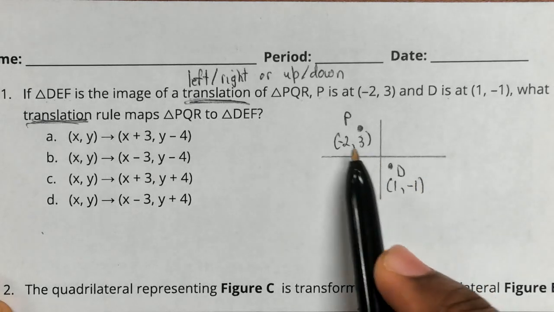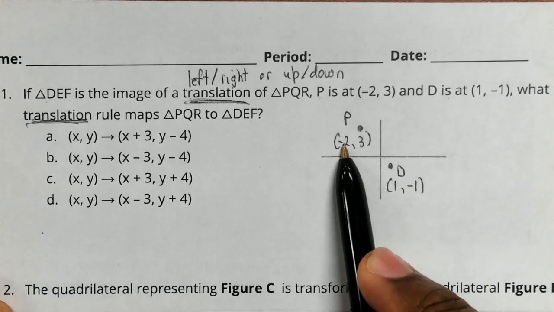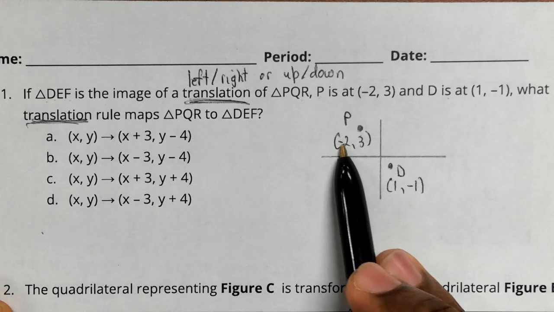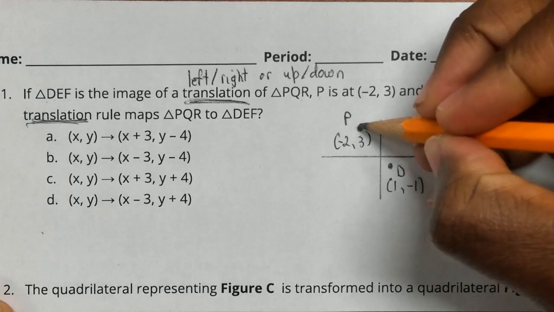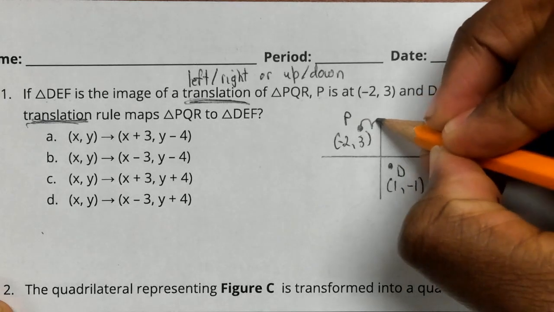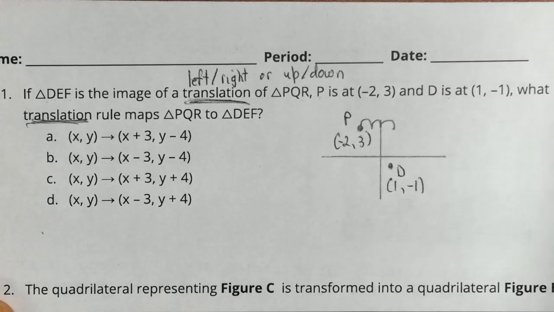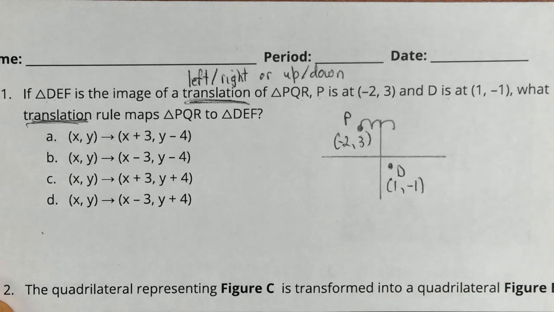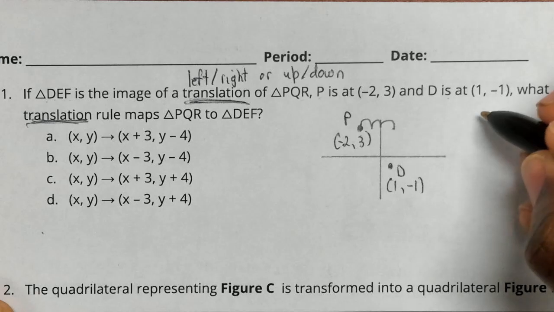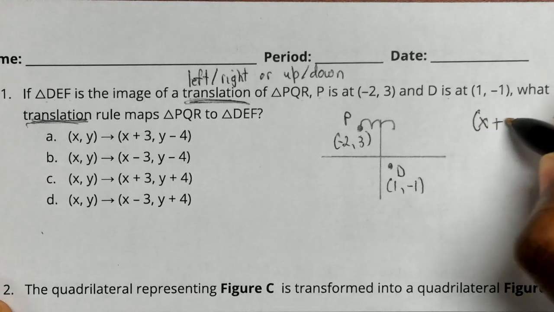So what we can see is that it went from -2 to +1. So that's how the X values were changing. So that means that it was moving to the right. How many units? 3 units. So it moved 1, 2, 3 units. When you move 3 units to the right, that means that you're getting more positive. You're adding 3. So to the X value, we're adding 3.